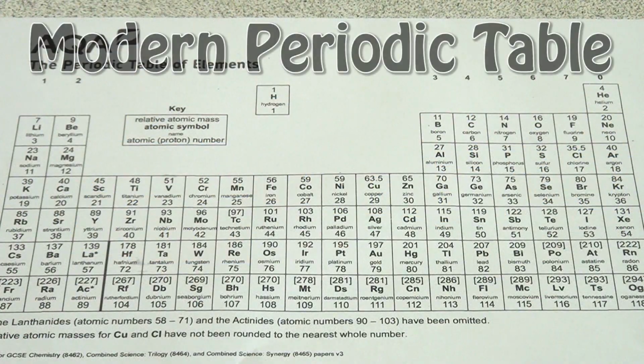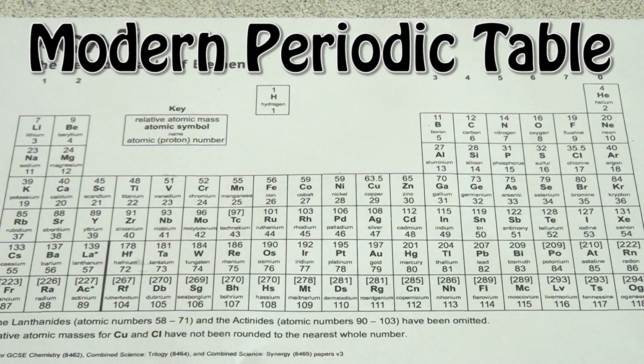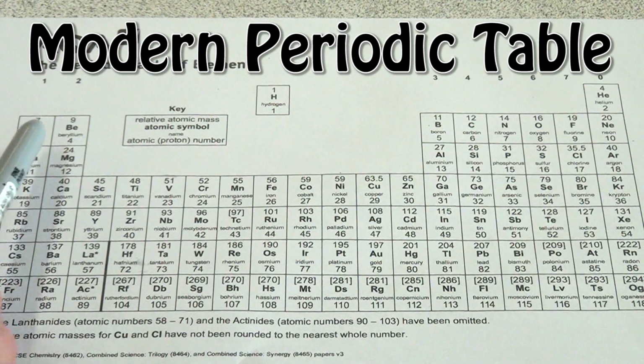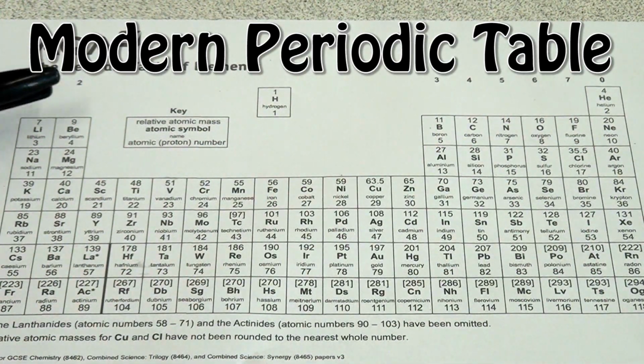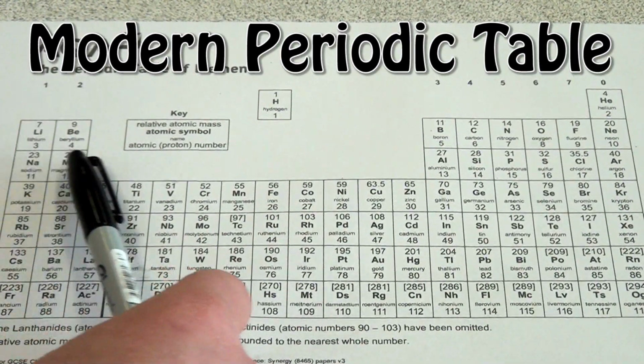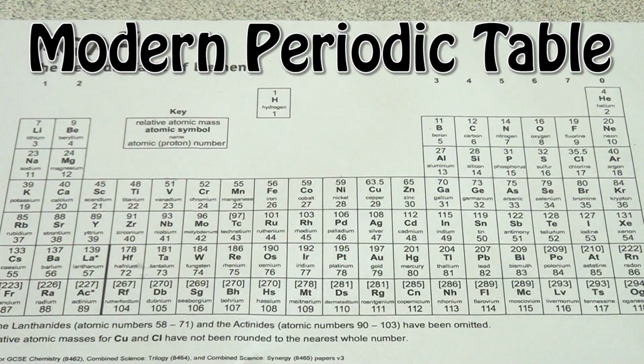So like I said at the start of the video, the modern day periodic table is now in order of increasing atomic number. The group number tells you the number of electrons in the outer shell, and the period number tells you the number of shells there are.